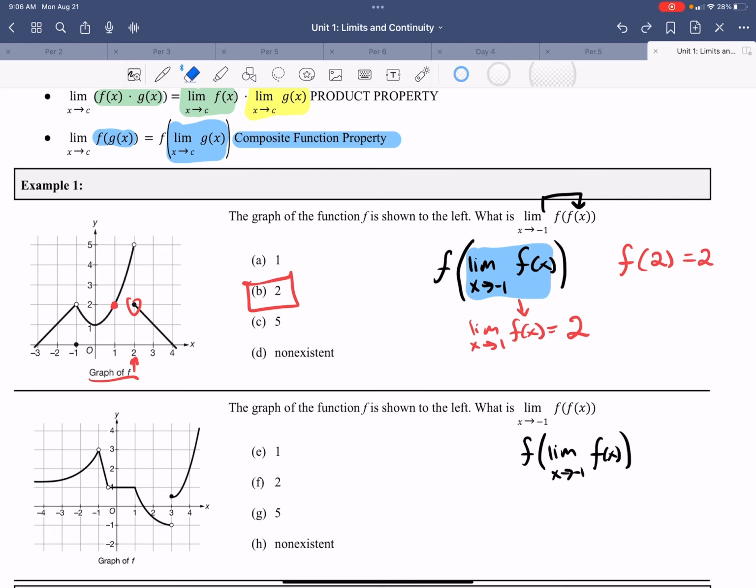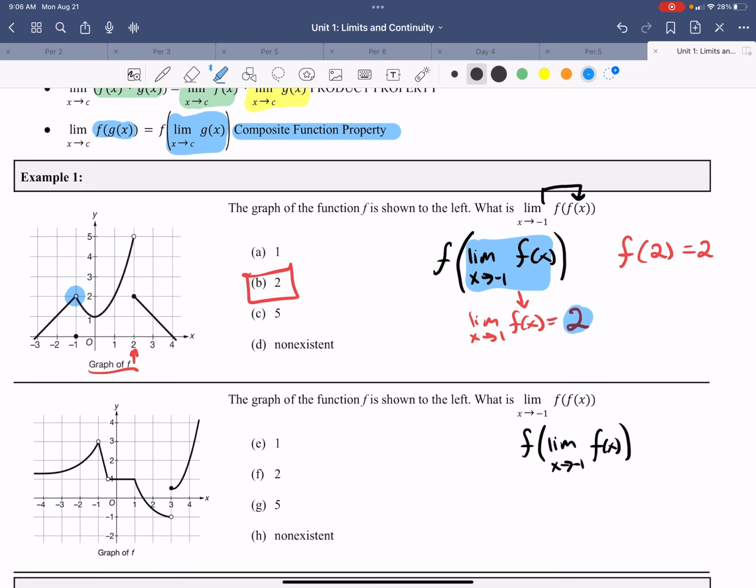But the limit as x approaches -1. Luckily, it's also 2. It works out just the same. But I took the wrong limit.